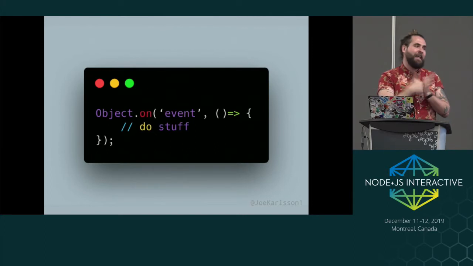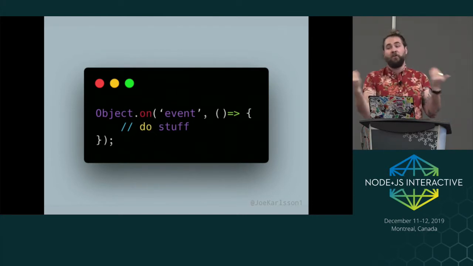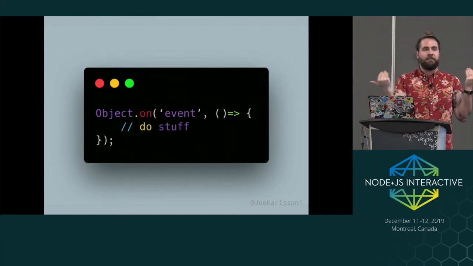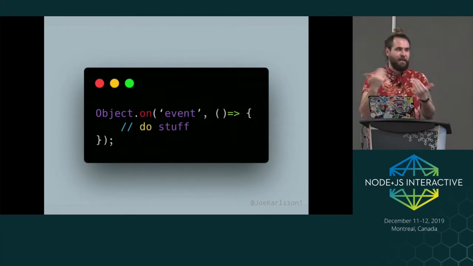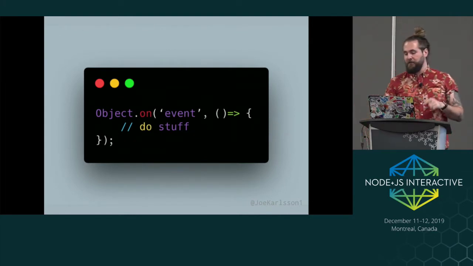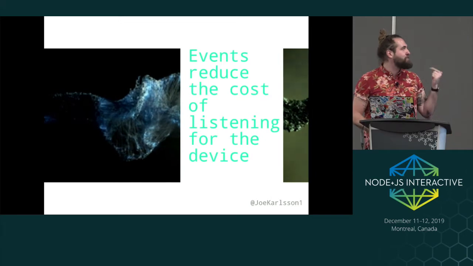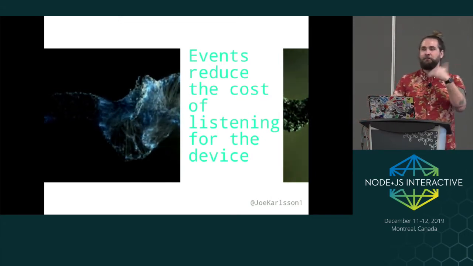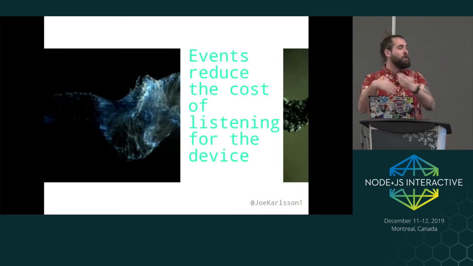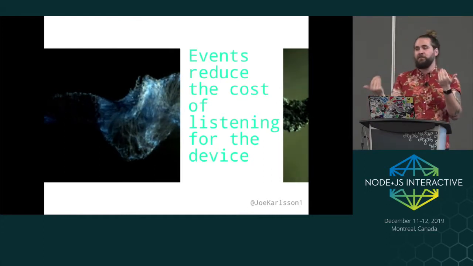JavaScript speaks the language of physical hardware already. It works just fine. That's how we're building it anyways. It's native, and that's helpful because it helps reduce the cost of listening. It makes it more power efficient. Instead of having to do work all the time, we just do work when an event gets triggered.